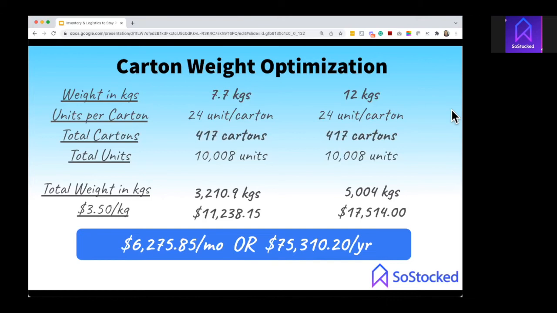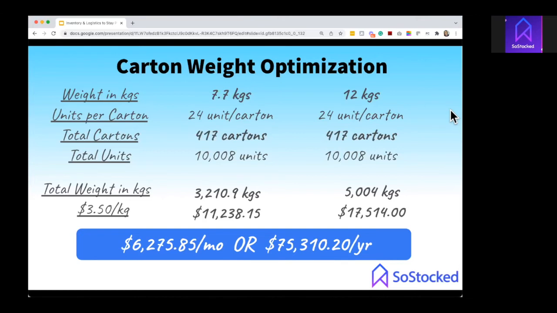We were going to be charged excess cost for the same amount of units. So what that would have ended up meaning is that instead of 11,000, you'd be charged 17,000. That's over $6,000 a month in additional fees, right? Or $75,000 a year. So this is something to understand: how are you being charged? Do you have these weight minimums being imposed on you?